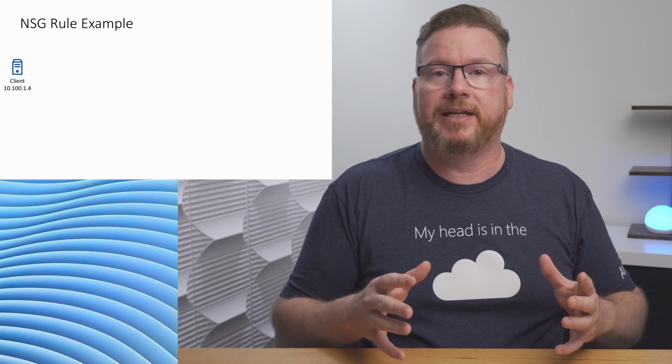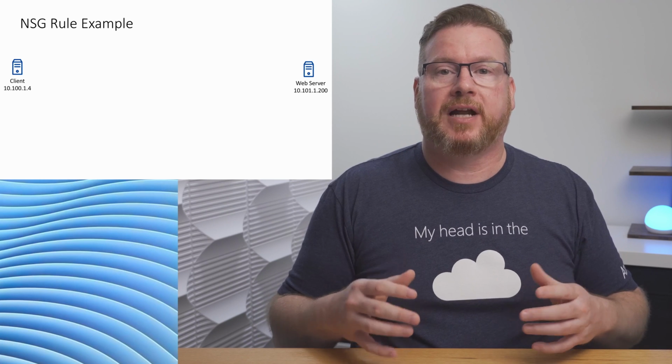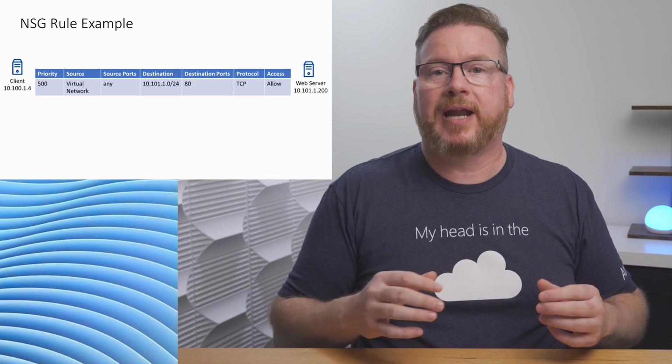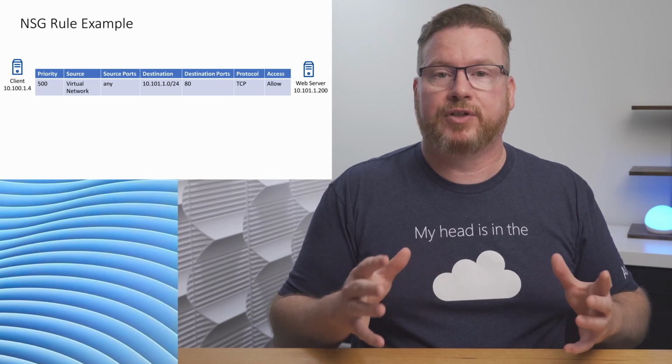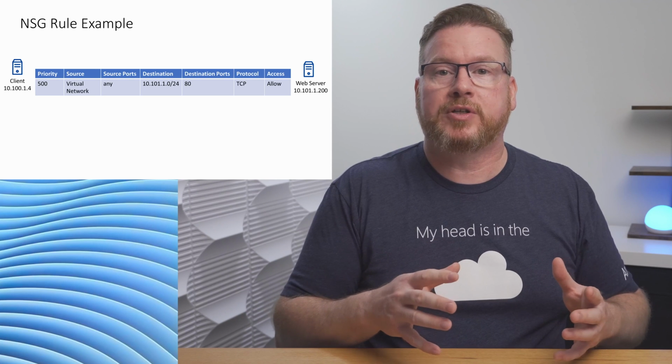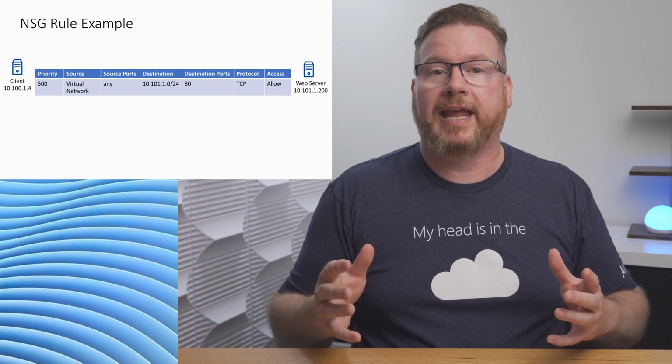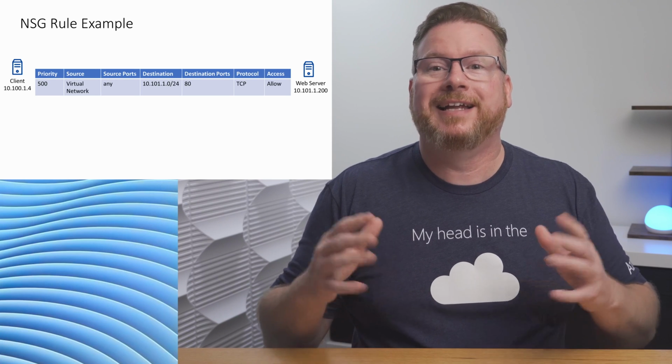Let's put this together with an example. In this example, we have a client on the 10.100.1 network accessing a web server on the 10.101.1 network. The rule specifies any traffic from the service tag virtual network coming from any source port going to the 10.101.1 network, port 80, with the TCP protocol is allowed.